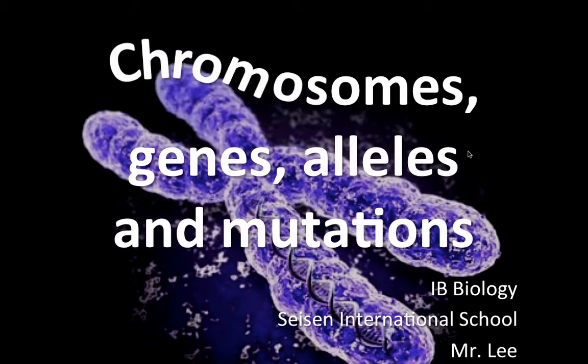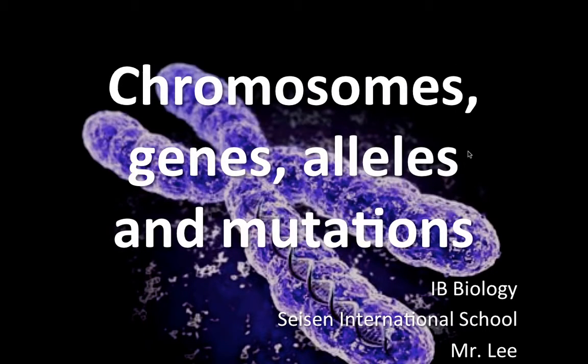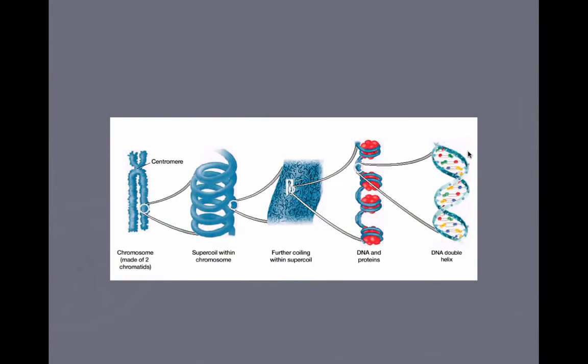We're going to go ahead and take a look at chromosomes, genes, alleles, and mutations as an introduction to genetics. So let's start off by talking about how DNA is actually packaged. In the center of all of your cells, there's a nucleus, and your nucleus and every one of your body cells contains 46 chromosomes, and each chromosome looks like this.